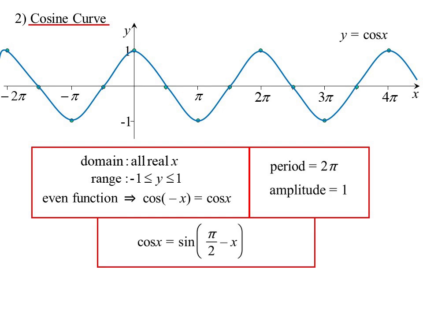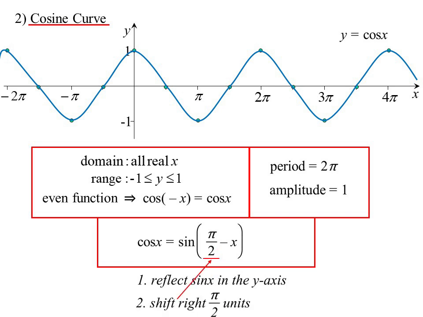Oh yes, and so that's what I was saying about cosine being the complement of sine. So what we did with our sine curve, if we look at it, we could say, well, hang on, a function of negative x means reflect in the y-axis, but then we've shifted it right pi on 2 units, and that's how we got our cosine curve.